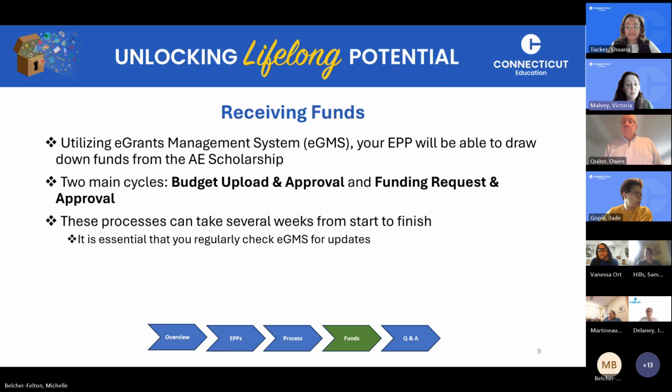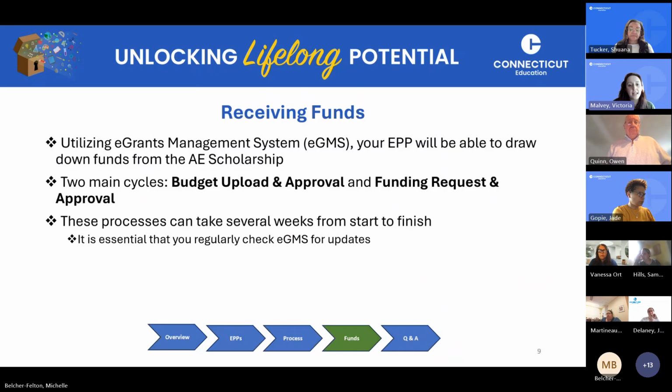And moving right along into receiving funds. So we use the e-grants management system, or EGMS, and that's how your EPP is able to draw down funds from the Aspiring Educator Scholarship. And to make it as simple as possible, we've broken it down into two main cycles within EGMS. So first, there's the budget upload and approval, and then there's the funding request and approval.